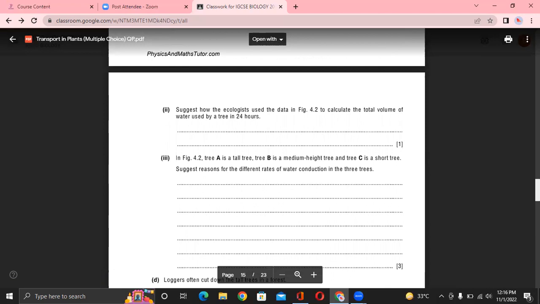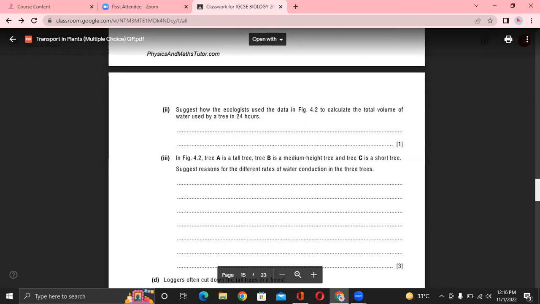Achha, so by calculating the area under the graph. And how did you do that? Did you add the volume of water conducted for each hour? Miss, I didn't calculate it. It just asks how the ecologists use the data, so I just said by calculating the area under the graph. That's all I wrote. Correct, correct, correct.